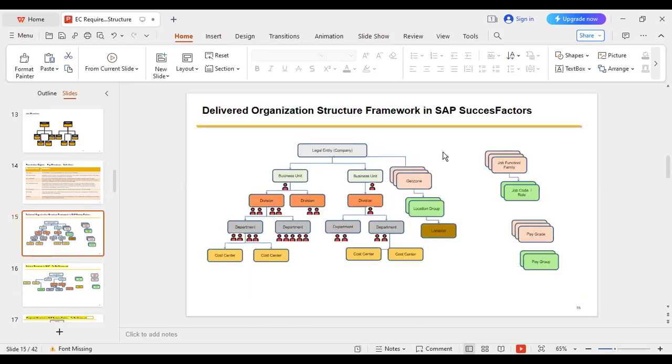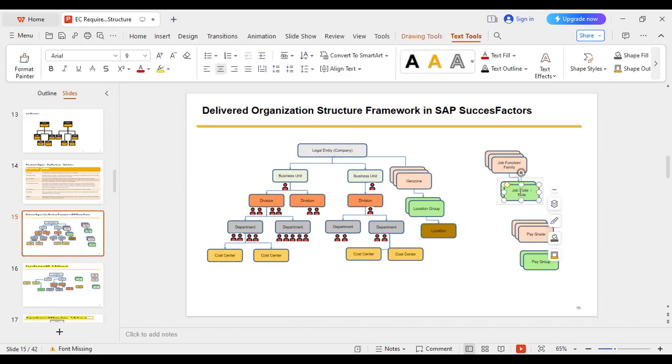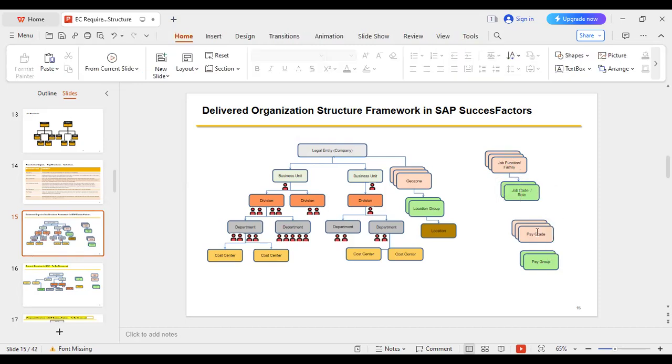So this is the org structure which generally defines everything in the company. As I told you, cost center is associated to department, to division, to business unit, to legal entity. Same goes with the location, location group, then to geo zone. Same goes for the job code, to the job functionality. That job code is a job classification that I have explained. Same goes with the pay grade and pay groups. Okay, this is the delivered org structure from SAP SuccessFactors.